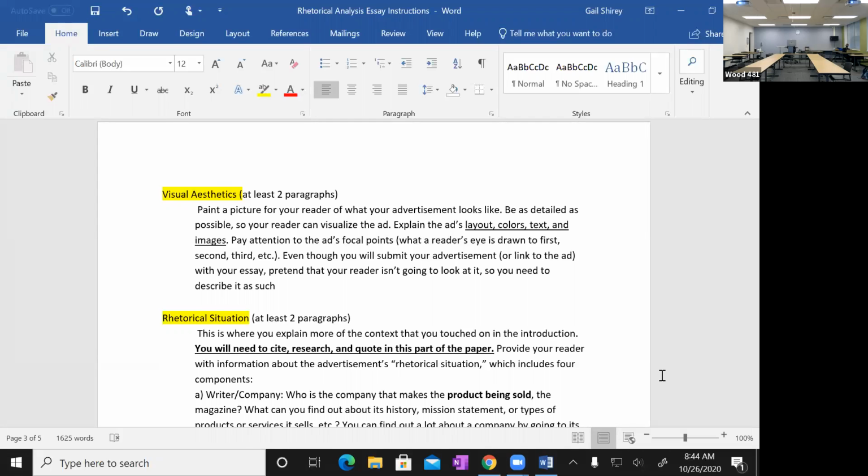Be very descriptive. Make sure you also address text and any other images that are in there aside from the product. Now, pay attention also to focal point. Where's the eye drawn to first, second, third? And really do a good job of descriptive language here in this section.